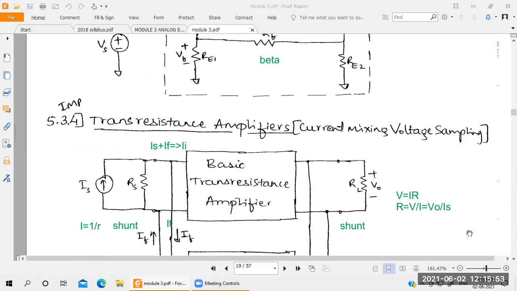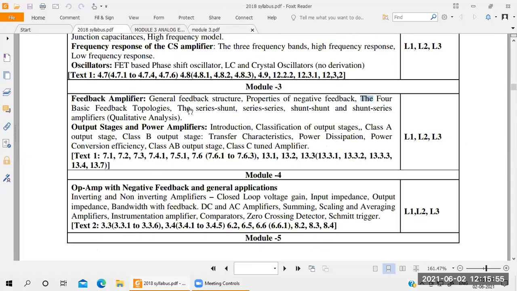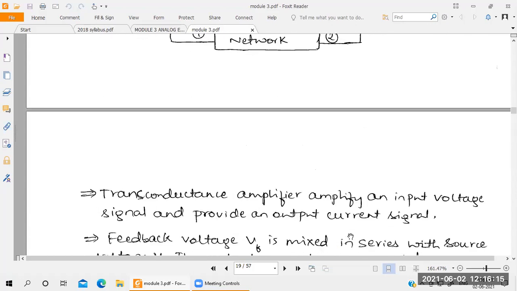So these are the four topologies here. What are the four basic feedback topologies? The first one is the voltage amplifier. The second one is the current amplifier. The third one is the transconduction amplifier. The fourth one is the trans resistance amplifier. These are the four topologies here.